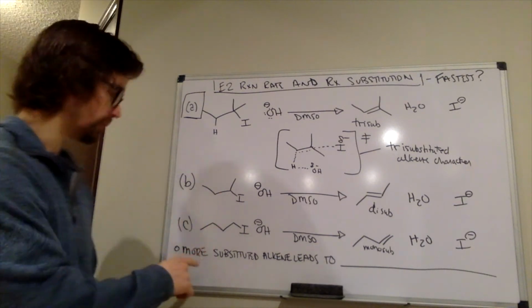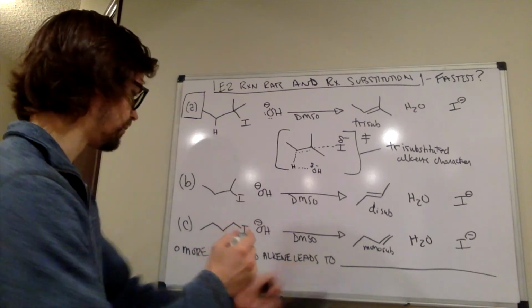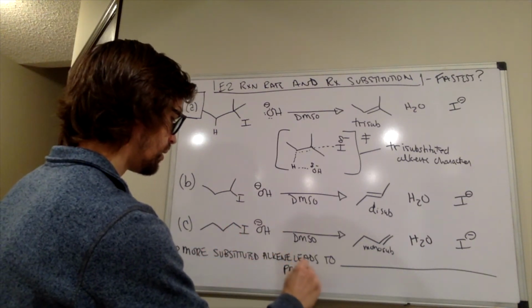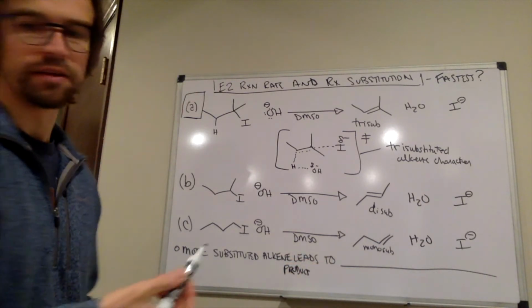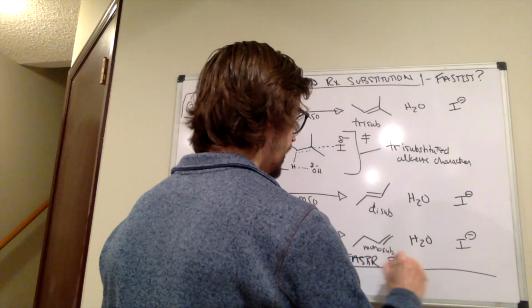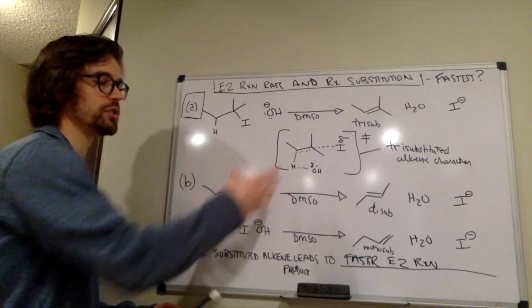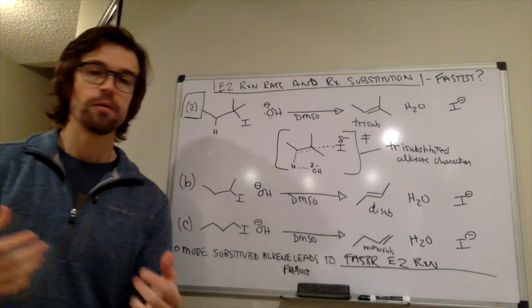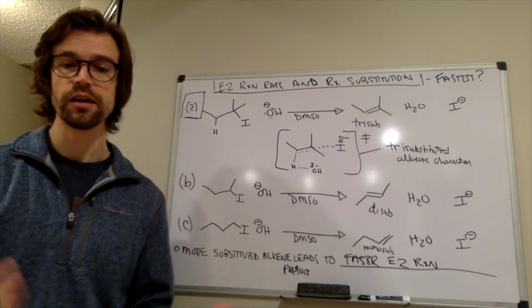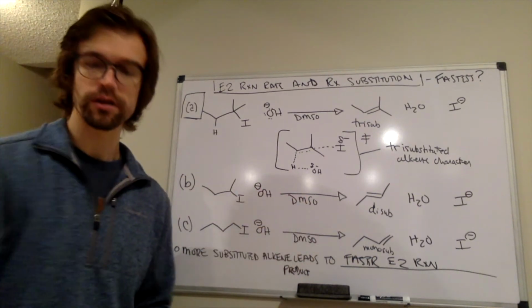So essentially, the more substituted the alkene product, so I'll even write that in, the more substituted the alkene product leads to the faster E2 reaction. And why is that? Again, that was because the transition state has a more substituted partial alkene compared to the less substituted products.